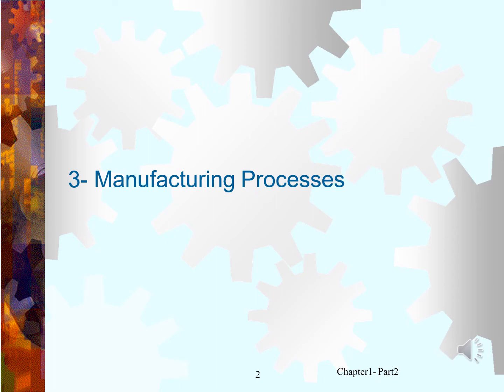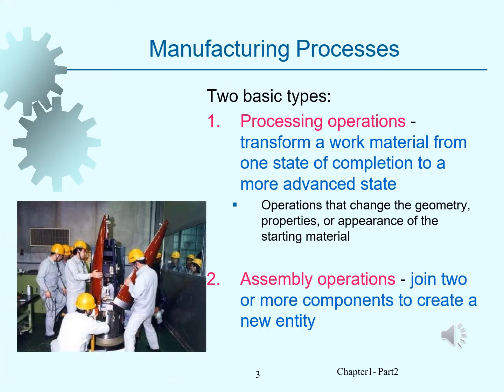Manufacturing processes. There are basically just two types of processes. There's a processing operation, where you change the shape, or you do something chemically to change the properties, or you can just change the appearance. Something that changes the product itself. And then assembly, you really don't change any of the geometry. You just put it together, you start joining it together. So this is a picture of some guys putting together a top of a rocket.